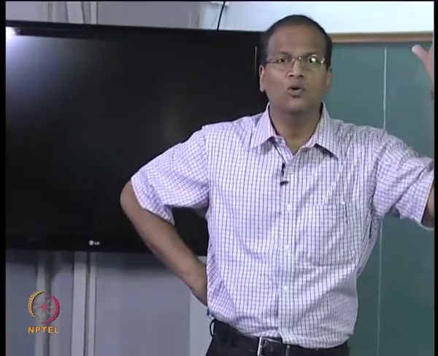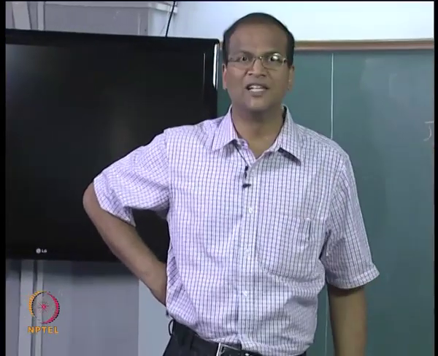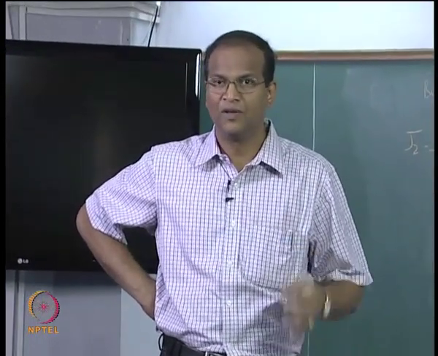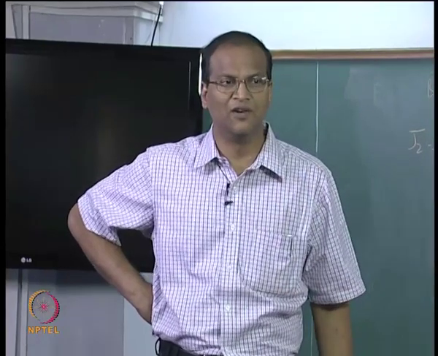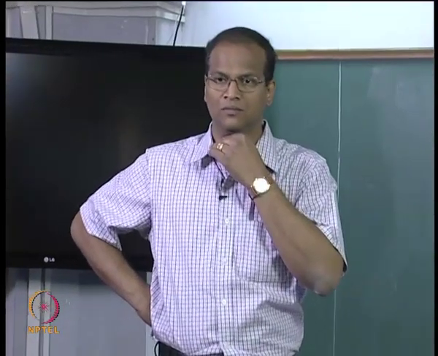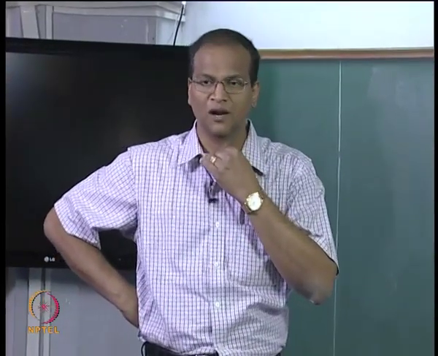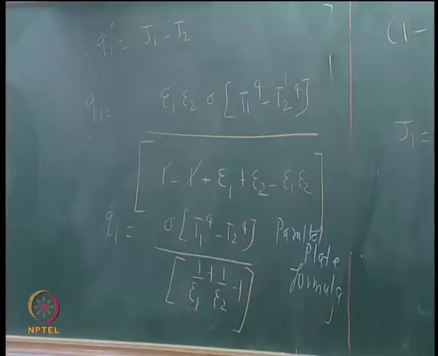If the surface 2 is surroundings at T infinity, what is epsilon 2? 1. 1 by epsilon 2 is 1, that 1 by epsilon 2 minus 1 will get cancelled, T2 will be T infinity, therefore Q will be epsilon sigma T to the power of 4 minus T infinity to the power of 4. Therefore, in the asymptotic limit of the second surface being the ambient at T infinity, this formula works.